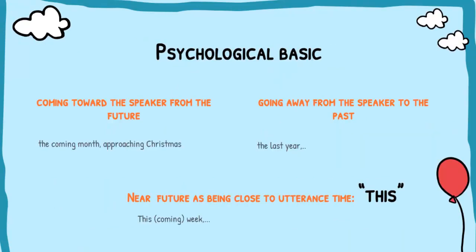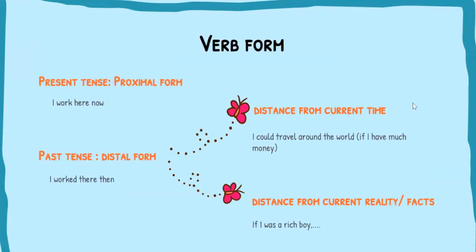Yes, as for psychological basis, we can treat events as objects coming toward the speaker from the future or going away from the speaker to the past, or can treat the near future as being close to uttering time by using this, like this coming week. And about verb form, the present tense is the proximal form and the past tense is the distal form. Sometimes the distal form is treated as distant from the speaker's current situation or fact, like I could travel around the world. Thank you for your attention.